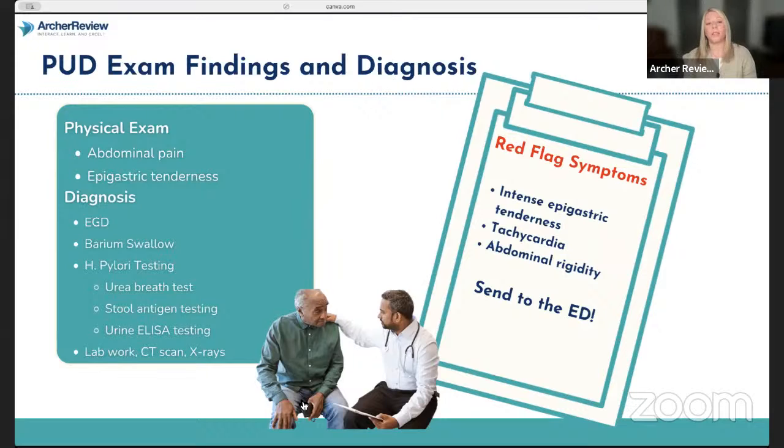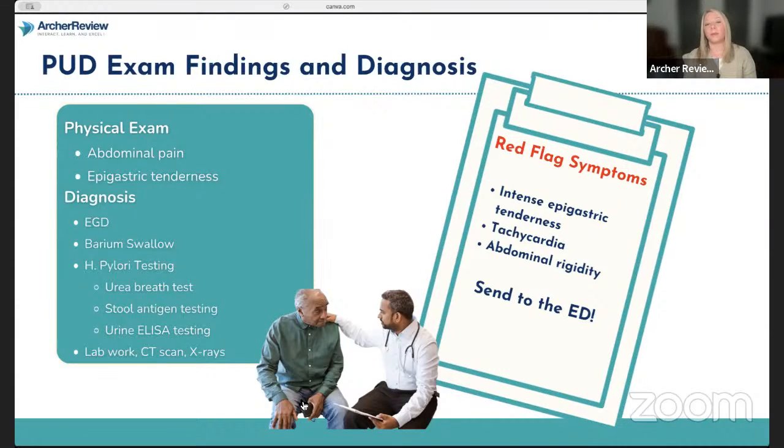work. As far as testing for H. pylori, we have a couple different options. We have the urea breath test, stool antigen testing, and urine ELISA testing. We'll also do lab work like CBC, a CT scan, and X-rays.